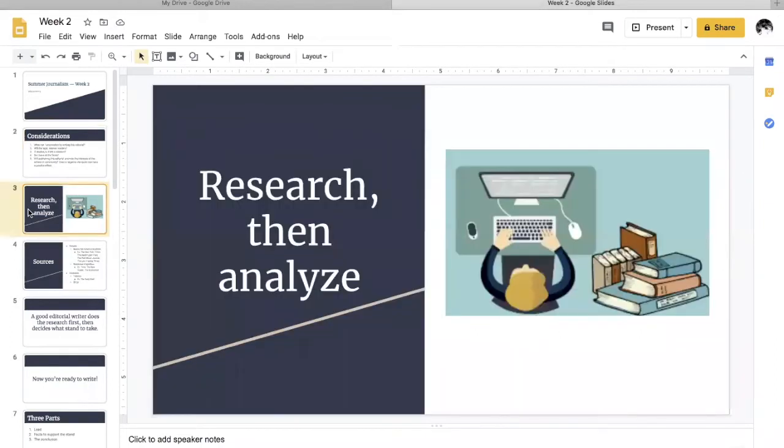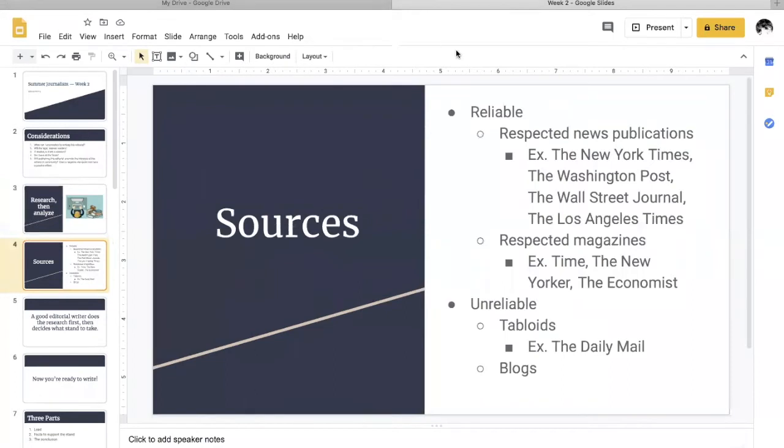When it comes to journalistic writing, you always want to research and then analyze. What this means is you don't want to just start writing without knowing what you're talking about, which is what you should do with any type of writing: research first. But it's especially important in journalistic writing. So we'll talk about sources. When you're sourcing your editorial articles or your news articles, you want reliable sources, and this goes for all types of journalistic writing.